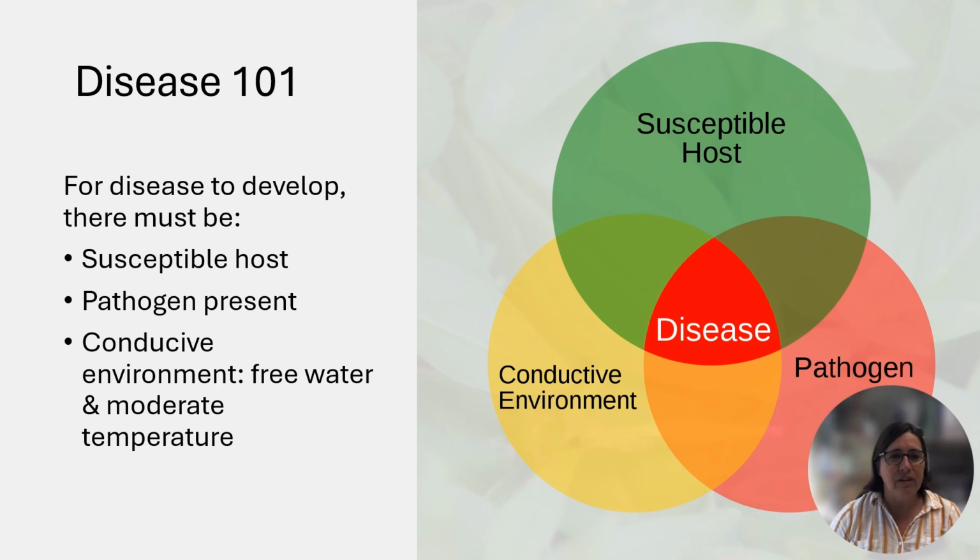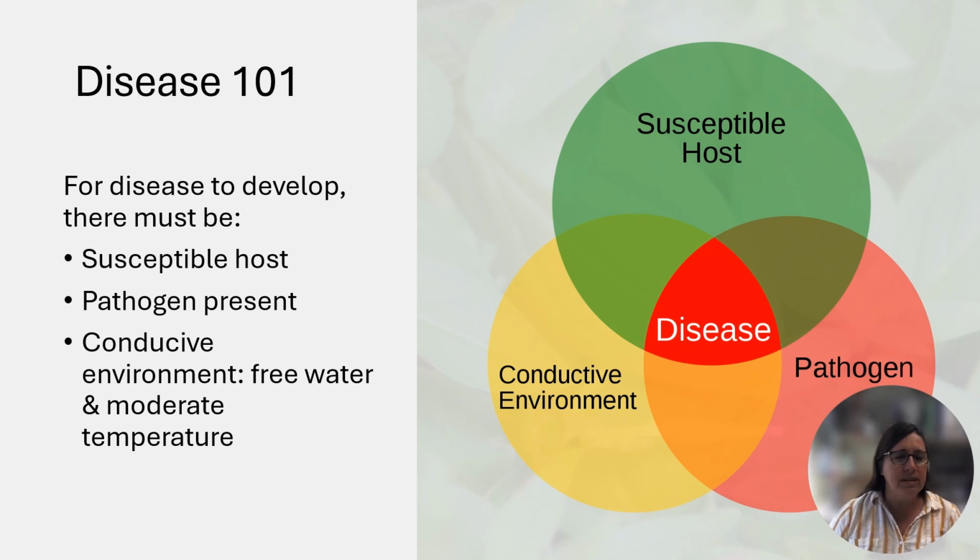Now if conditions are not conducive, a couple of things can happen. Either the pathogen won't produce the infective cells needed to infect the next crop, or that pathogen will go dormant. So the pathogen can just hang out and remain dormant until conducive conditions return. So again, all three of these components must be present in order for disease to develop. Now, if any of those components are manipulated or not present, then disease cannot develop.